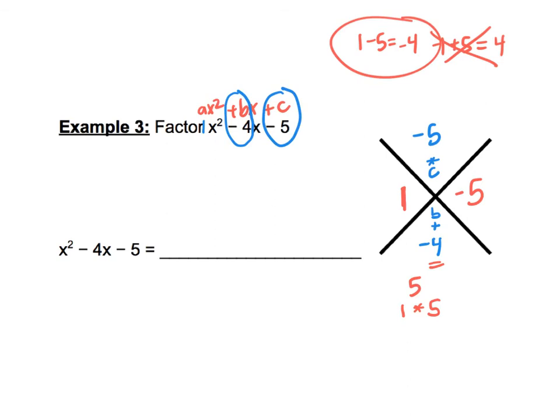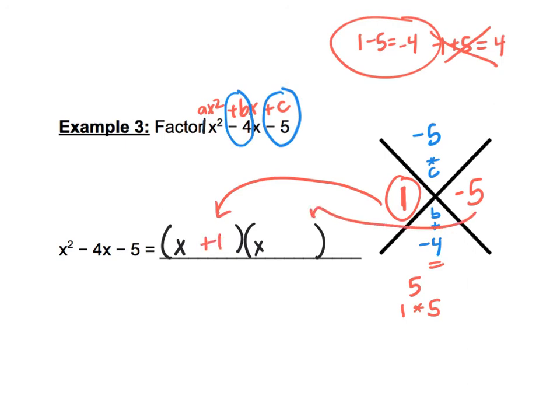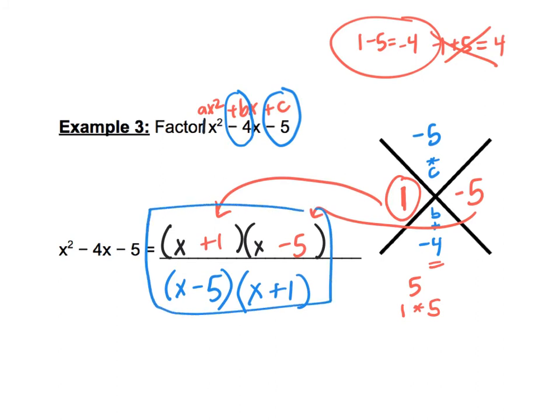Again, we just had a 1 in front of our x squared, so we just have x to start. We're going to take the positive 1 and move it here. We're going to take the -5, move it here. You could flip-flop these and do x minus 5 and x plus 1. These two are your good answers.